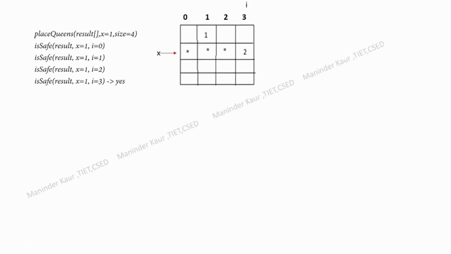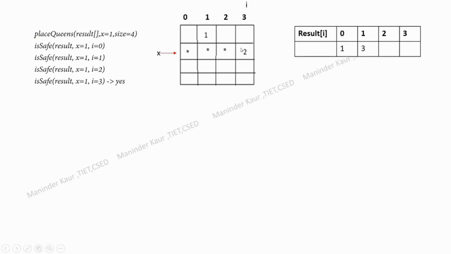Now coming to the next situation, we have to place a second queen on the second row. This is not the appropriate position. This is not the position because there is an attack. This is not the appropriate position. The appropriate position will be this one, where i is equal to 3. That means for the second queen, that is x is equal to 1, i equal to 3 is the index, and i equal to 3 column index is a safe state for the second queen. The result array value for the same will be 1, 3.